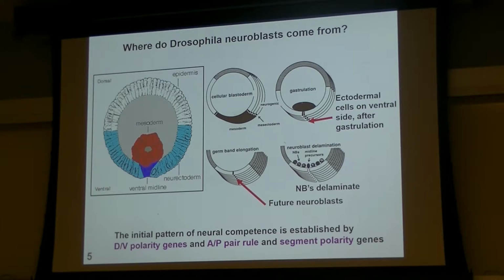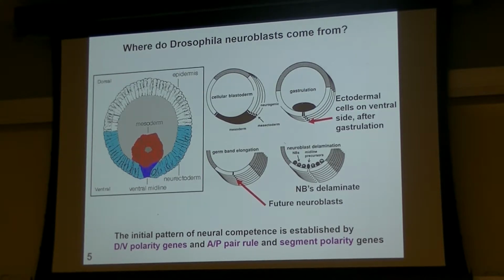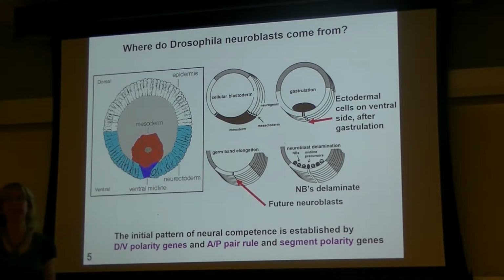So where are the neuroblasts coming from in Drosophila? This is a cross-section through the Drosophila larva, and it's at the time of gastrulation. Gastrulation, of course, is setting up these germ layers originally within the embryo. And one of the places that gastrulation occurs in Drosophila is right along the ventral side, along the anterior and posterior axis. You get this involution of tissue along the larva, and that's shown here. And that involuted tissue will become the mesoderm.